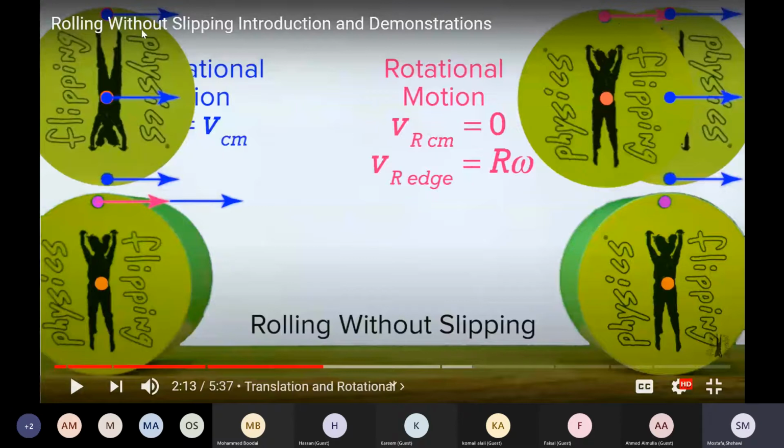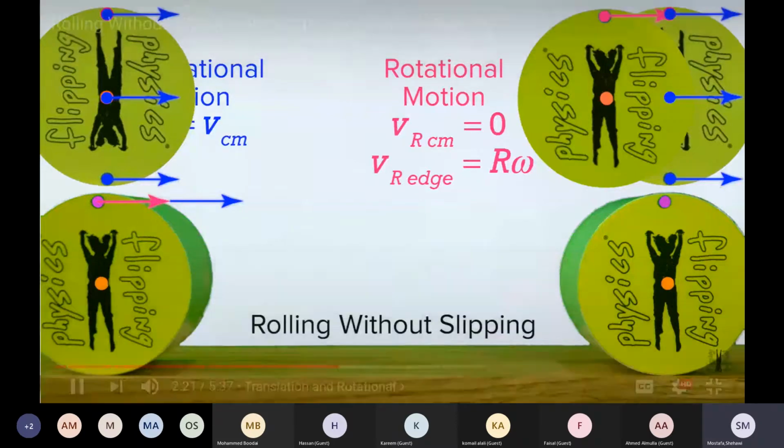v equals omega r, this one. And this comes from the rotational motion. So the velocity here will be double that of the edge of the pure rotational object, which is radius times angular velocity. Both of those velocities are to the right.